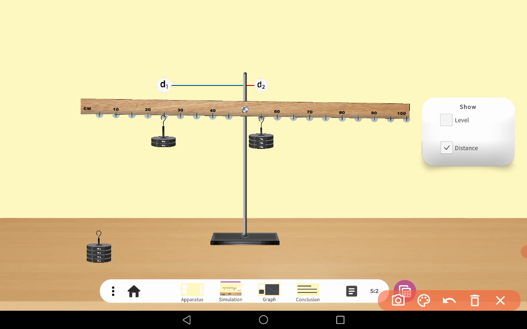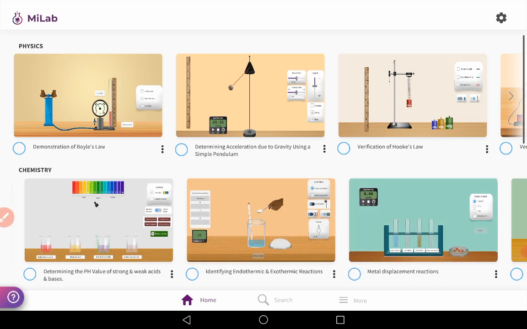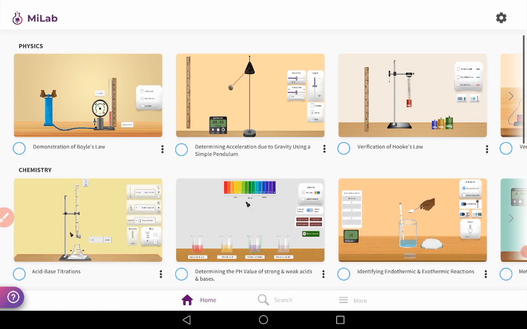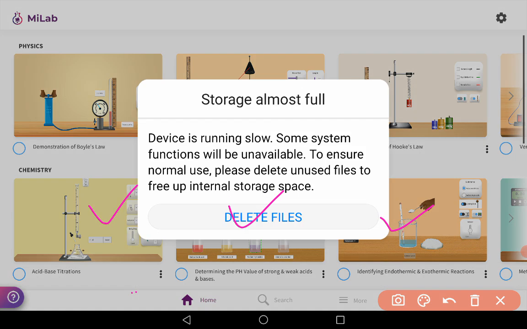Let me stop here, get the application and see. Maybe we can look at another one, the chemistry one. Let's go to a chemistry one. So you see there are many. This is for titration. There's determination of pH, observing endothermic and exothermic reactions, and the others.